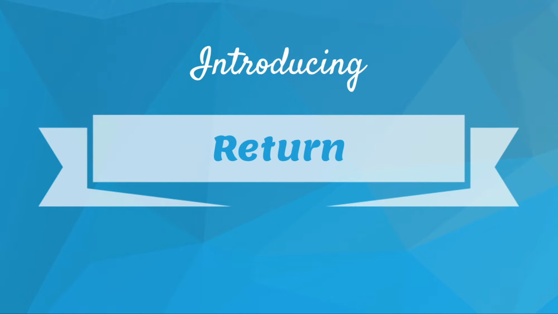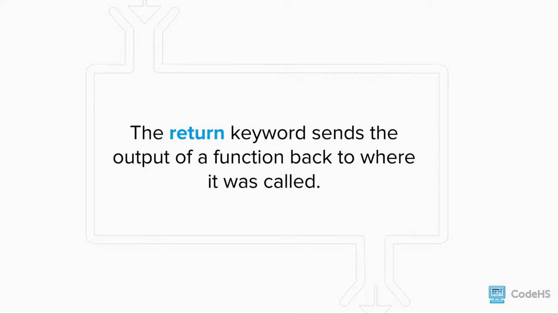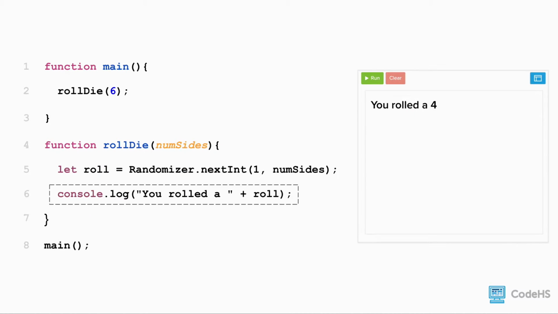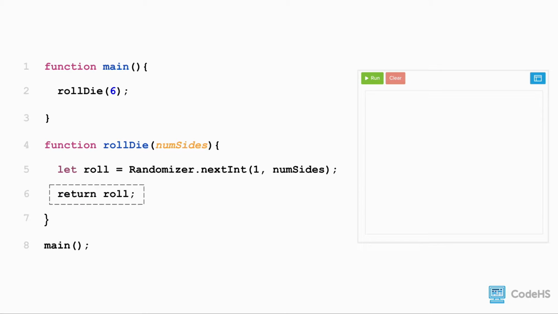Introducing the return statement. The return keyword sends the output of a function back to where it was called. So going back to our visual, the output is going to be where we want to return. We can replace the print statement with a return statement. This means that the roll die function is returning the random value that is generated in line 6. Let's walk through the program step by step.